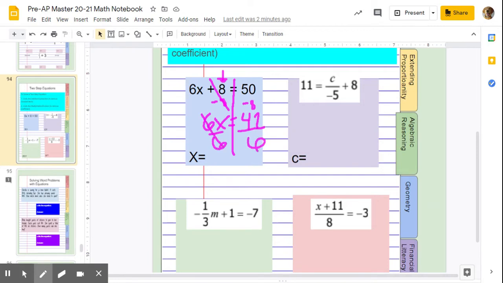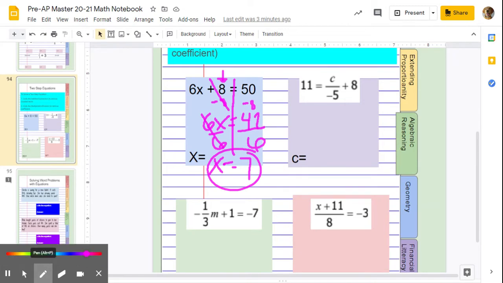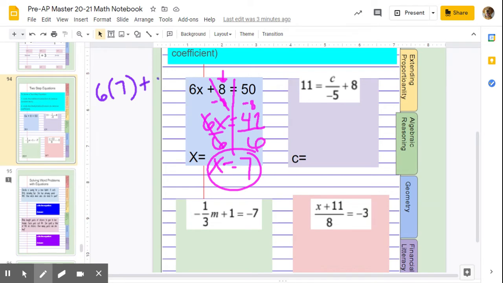6 divided by 6 leaves me with 1, so we have just 1x left over here. And then 42 divided by 6 is 7. So we think that x is equal to 7. And I say think because we have to go back and plug it in and try, just like we said yesterday. So I'm going to say, is 6 times 7 plus 8 equal to 50? Well, 6 times 7 is 42, plus 8. 42 plus 8 is 50. So that works out for me.